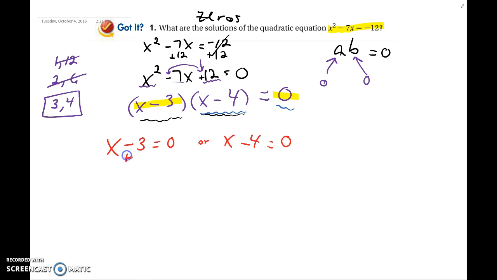And then we solve each one individually. We add 3, x is equal to 3, add 4, or x is equal to 4. So these are our two zeros, or these are our two solutions of x squared minus 7x is equal to negative 12. All right, that is it for this video.